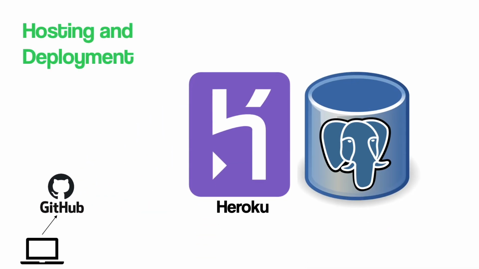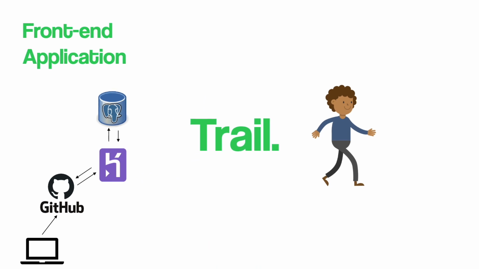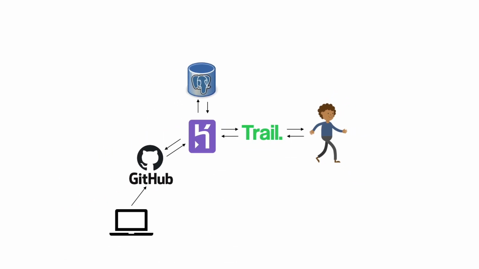A platform called Heroku is used for hosting both the database and the application. It's linked to GitHub, so whenever something is pushed, it senses this and deploys the application. The user then interacts with the front-end application in the form of POST and GET requests, providing the system with their current location and other such data. User input is very important for Trail's functionality.